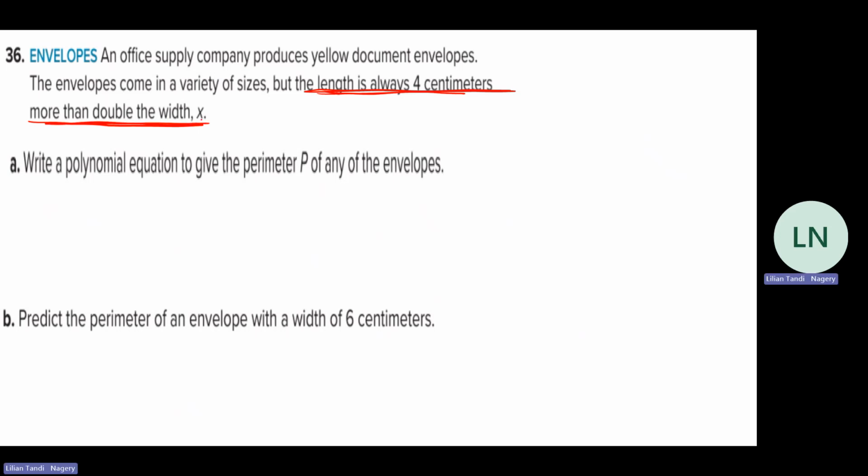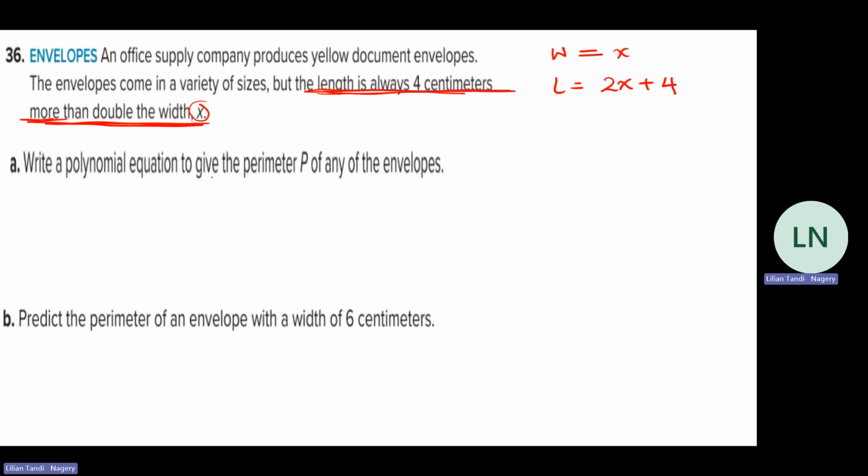Okay? So the width, we are supposed to use x. So if the width is x, the length will be double the width plus 4. Okay? Because it said 4 more. So that's how I will get it, okay?